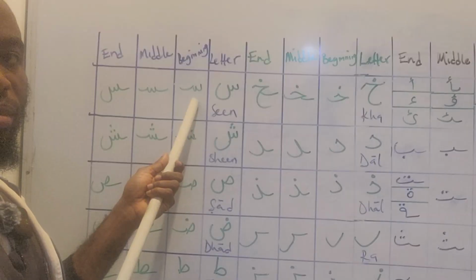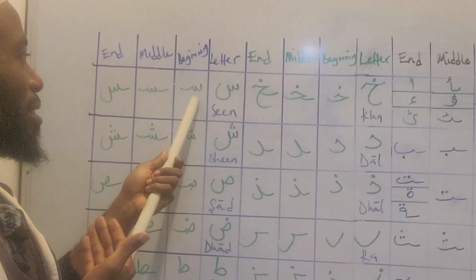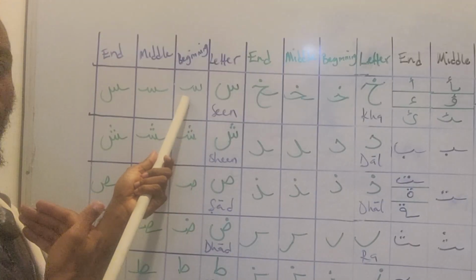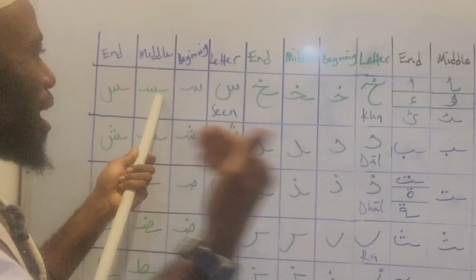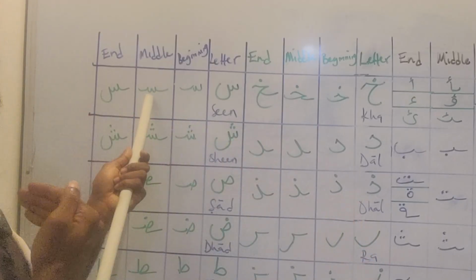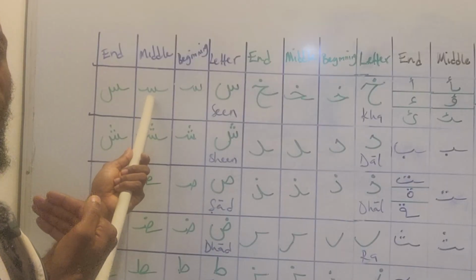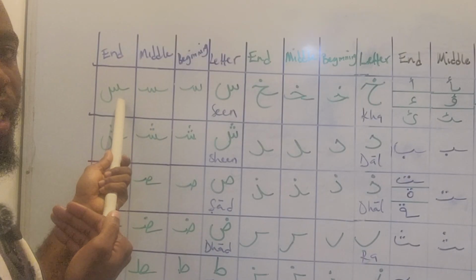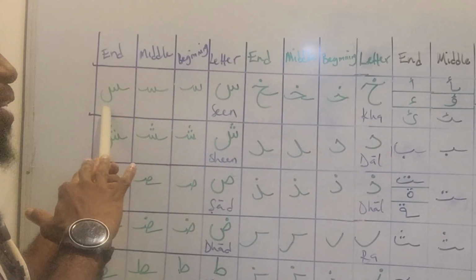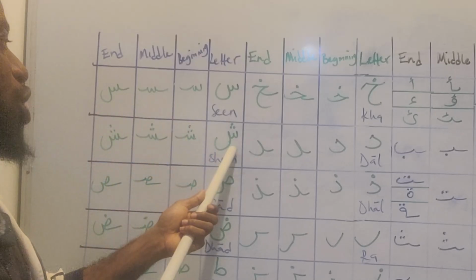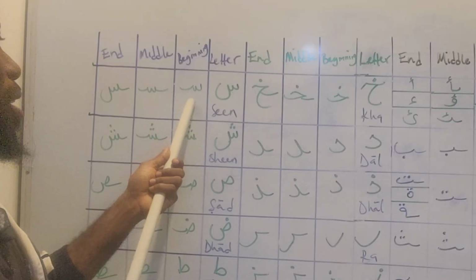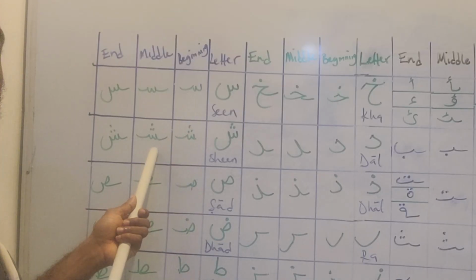Now, the next one is Sin. At the beginning, it is ready to receive something after it. Closed to the right, open to the left, open to receive something. While this one at the middle is open to receive before, and also open to receive something after. The same thing here at the end. It doesn't receive anything after. Open before and then closed after. Do we understand? Now the same thing for Sheen. Sheen follows exactly the formula for Sin.